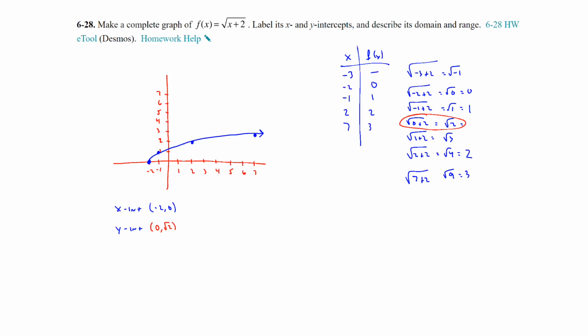And then describe its domain and range. So the domain is your x values. Your domain is all values greater than or equal to -2. You can't go left of -2 because then you'll get an error. So your domain is your x values that are greater than or equal to -2. And your range values are your y values, and that goes as low as 0, but then it gets larger as you plug in larger numbers. So your range is y values that are greater than or equal to 0. So we have the graph, we have the intercepts, and we have the domain and range.